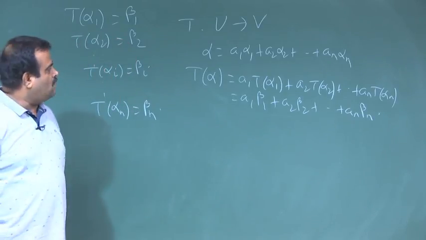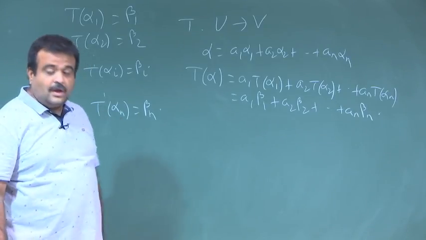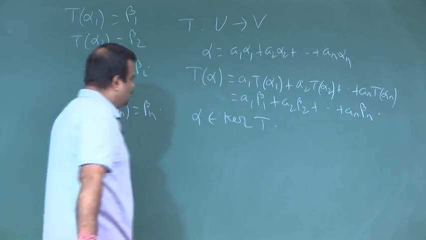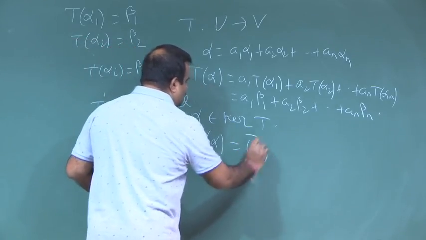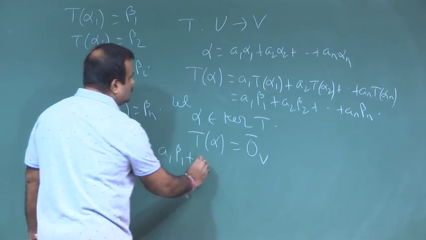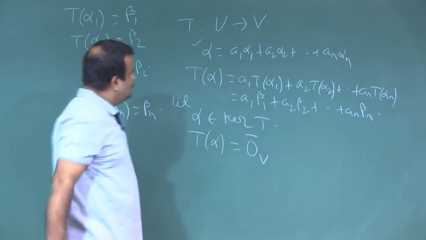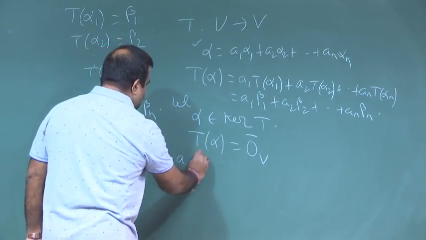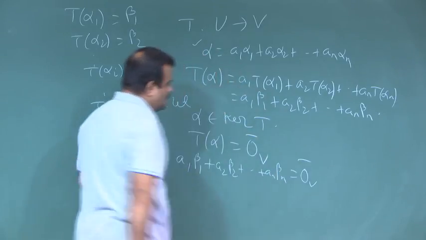Now, we will show this T is a bijective mapping. For that, first of all we need to show T is 1 to 1. For 1 to 1 we need to show kernel of T is 0, meaning the 0 vector of U. So, suppose alpha belongs to kernel of T. That means T alpha is the 0 vector of V. Now, T alpha is nothing but this: suppose alpha is written as a 1 alpha 1 plus and so on. So, that means a 1 beta 1 plus a 2 beta 2 plus up to a n beta n is the 0 vector of V.